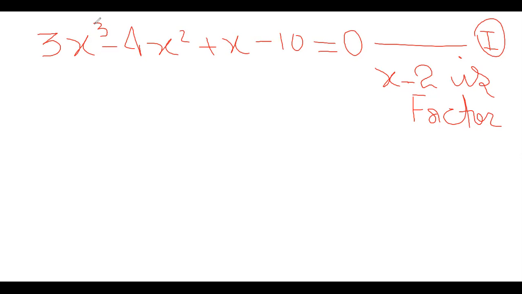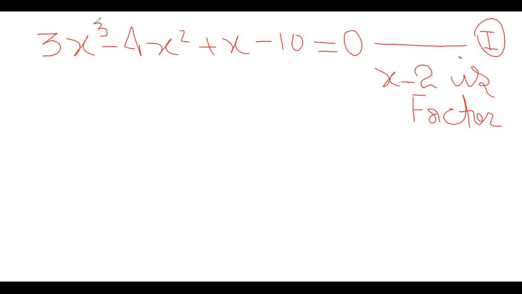Meaning like you could take it out of everything to factor it. Pretty much, you use x minus 2, and then 3x squared.